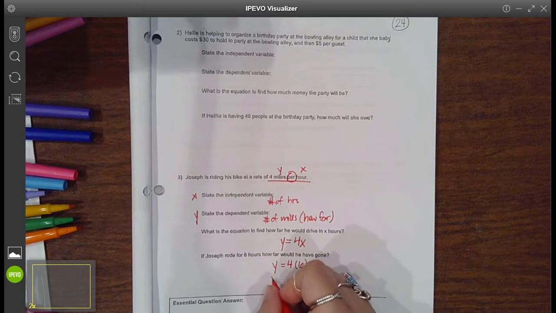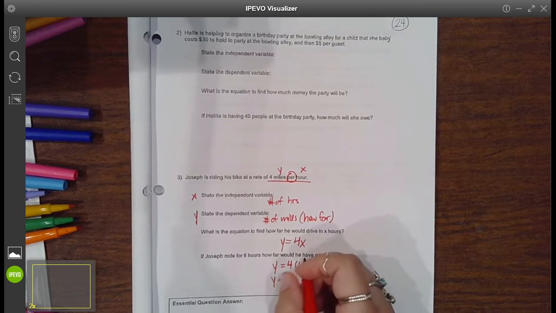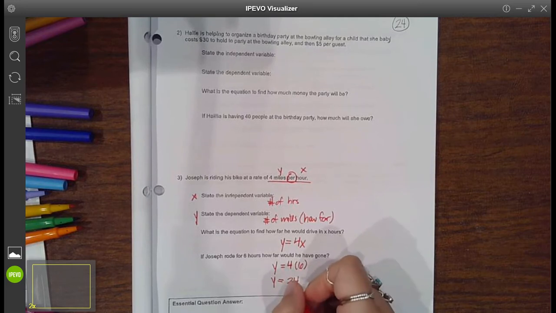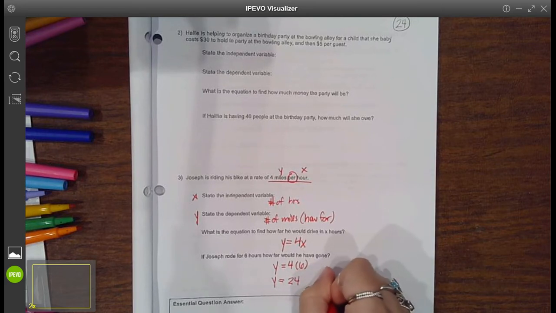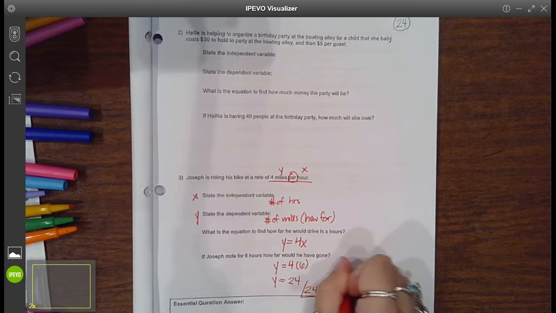All right. And now I just solve. Okay. So I just bring down my y and then I simplify. 4 times 6 is 24. So if he rode for 6 hours, how far would he have gone? He would have gone 24 miles.